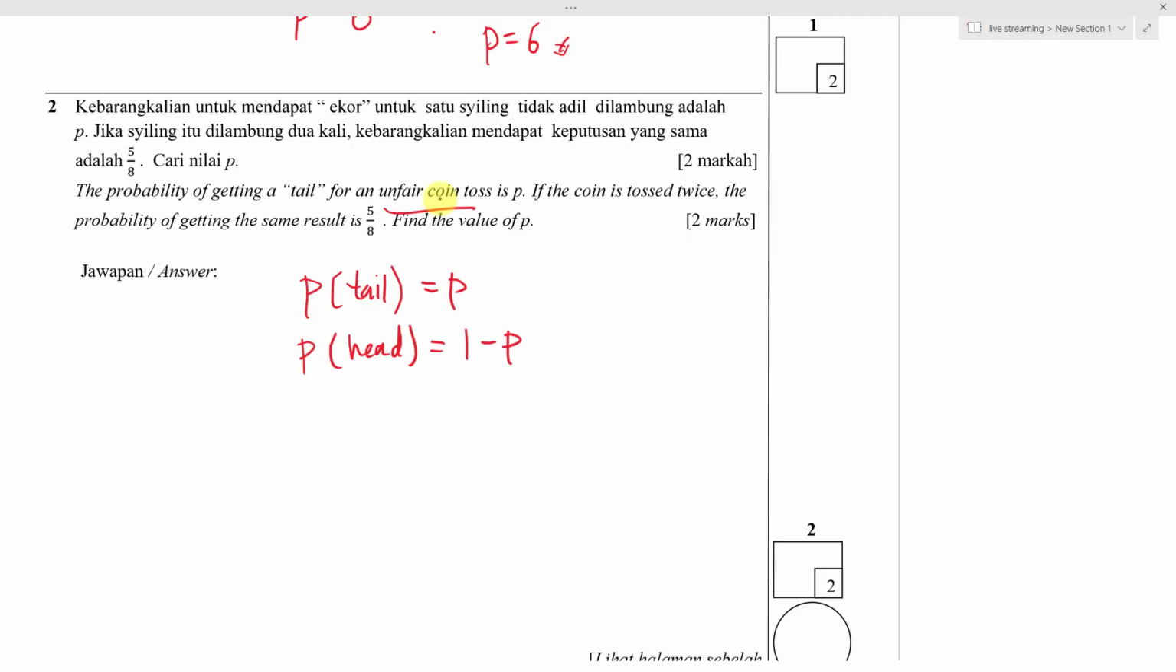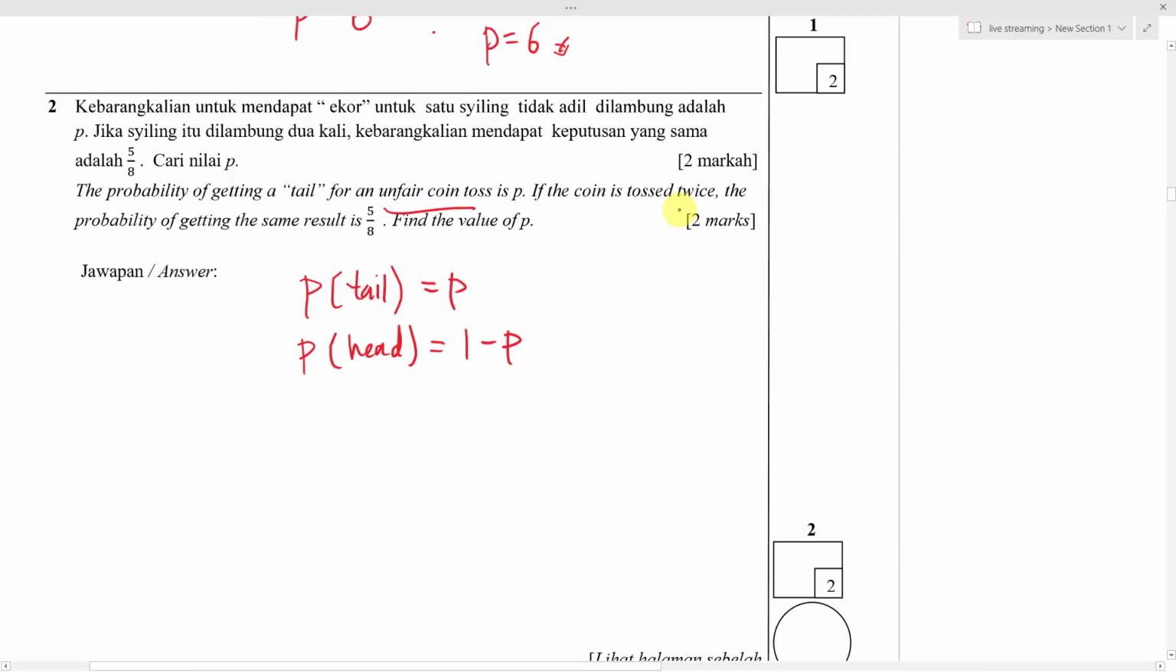Because if this is a fair coin, meaning the normal coin we have, when we toss the coin, the probability of getting tail is 1 over 2, head is 1 over 2. So this is the reason why the question will tell you it's an unfair coin. Maybe you put a magnet on one of the sides to make the probability of tail higher or the probability of head higher. So this is what is meant by unfair coin.